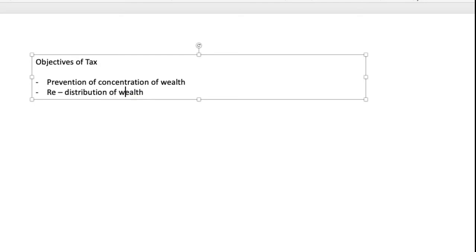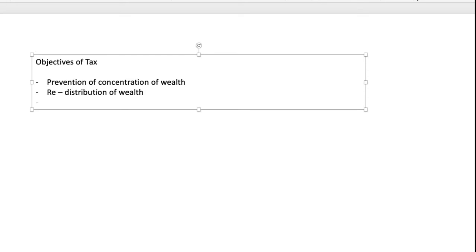Sorry, the computer is getting hanged. And the third point is maintenance of welfare state. So there are haves and have-nots, right? So the government has to give more priority to the economically backward and socially backward. So government will use this mostly for uplifting those people.